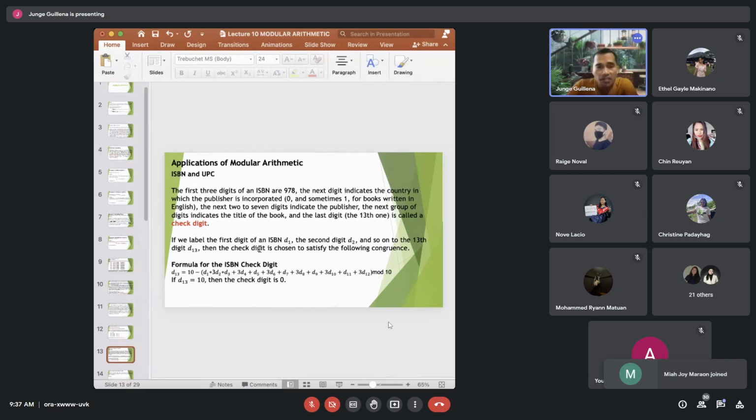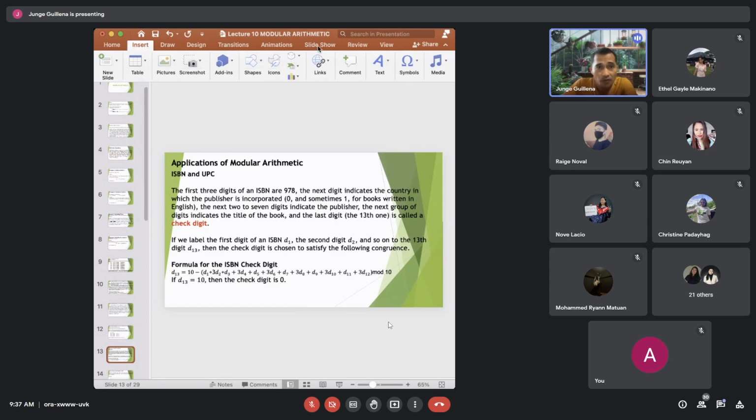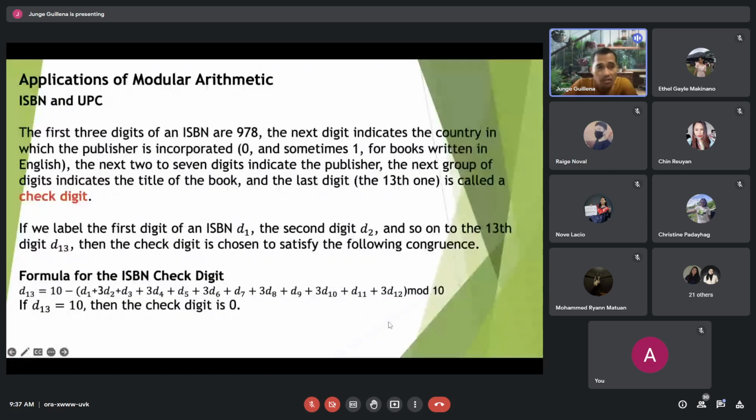If we label the first digit of the ISBN as D1, D2, and so on until D sub 13, then the check digit is chosen to satisfy the following congruence. This is the formula for the check digit: d sub 13 is equal to 10 minus, open parenthesis, d sub 1 plus 3 times d sub 2 plus d sub 3 plus 3 times d sub 4.